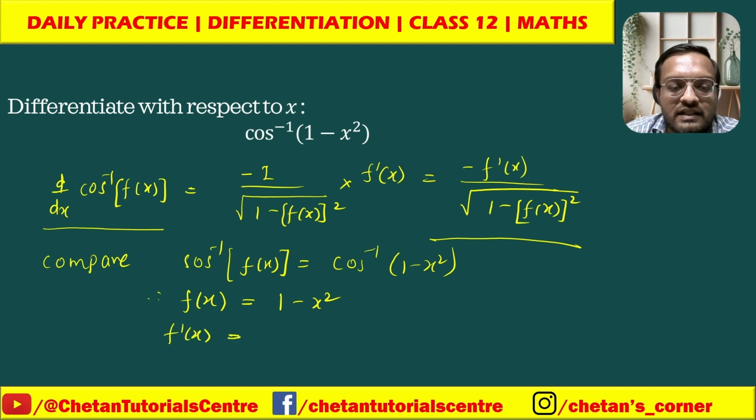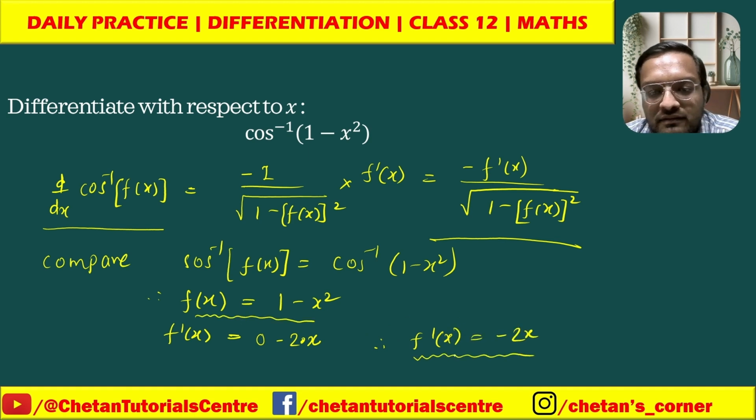f dash of x is equal to derivative of 1, which is 0, and derivative of minus x square, which will be minus 2 into x. Therefore, on further simplifying, f dash of x is equal to minus 2x. Now I have the value of f dash of x, that is minus 2x, and the value of f of x, that is 1 minus x square. So I will put these values in the formula.